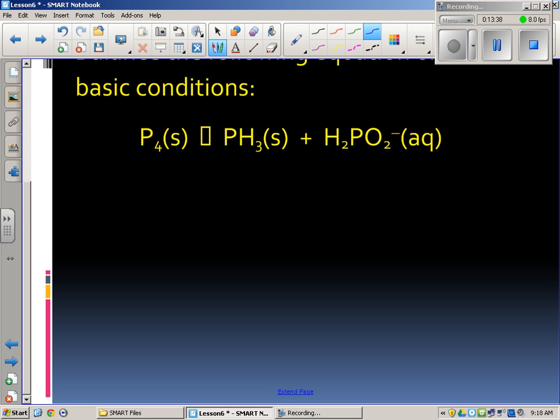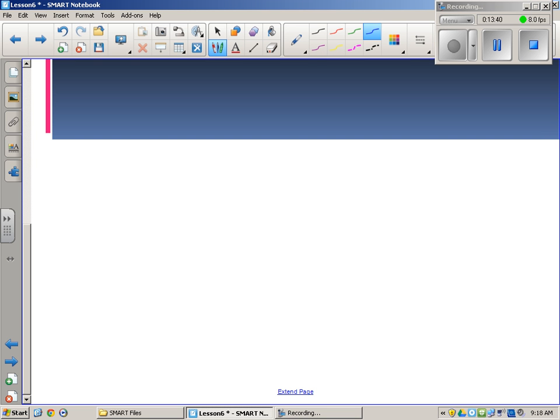So let's move this up here a bit. What do we got here? So once again, P4, your only reactant, goes to PH3 solid. Okay, I'm just going to do this one first. Now, this one you're going to need a little bit more room for, so I'm going to write a little bit smaller because this is under basic conditions. So we still need to add hydroxides in there too, right?